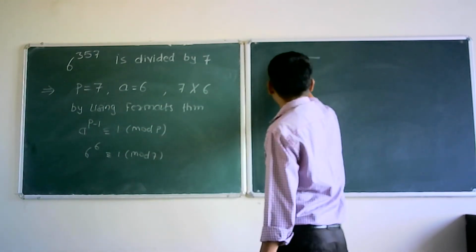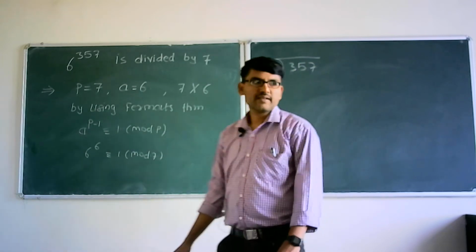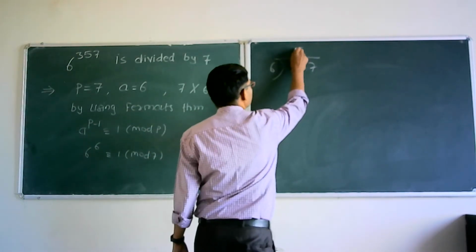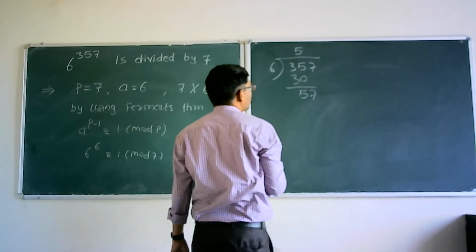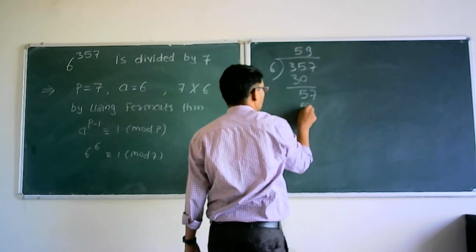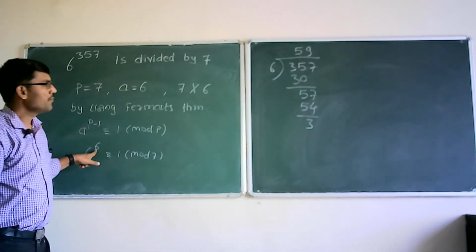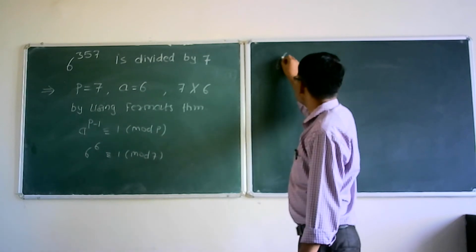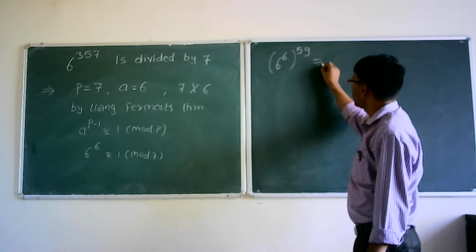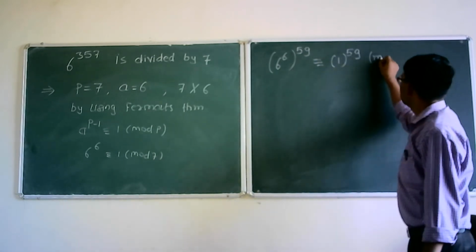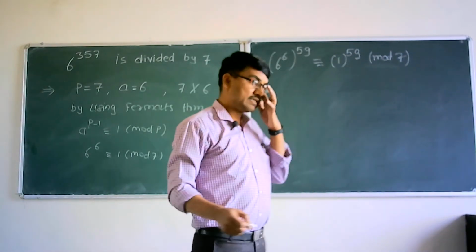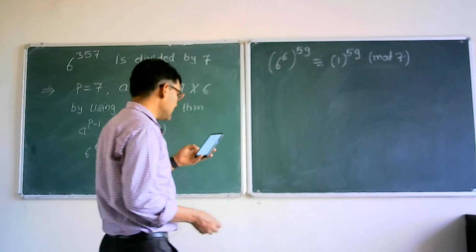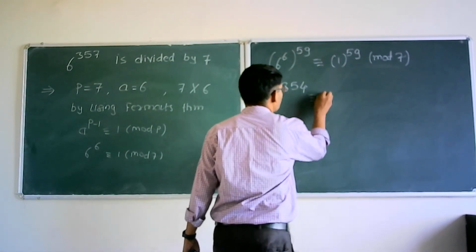Divide 357 by 6. The remainder is 3. So if I take the power 59, 6 raised to 6 raised to 59 is congruent to 1 raised to 59 mod 7. So what is 6 raised to 6 times 59? If you multiply 59 by 6, you will get 6 raised to 354, congruent to 1 mod 7.